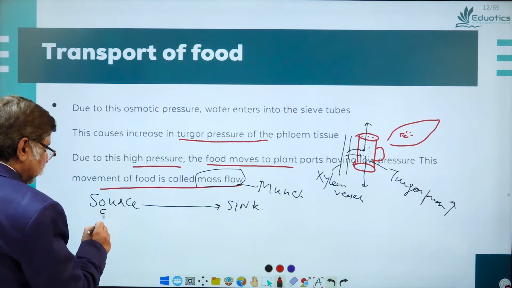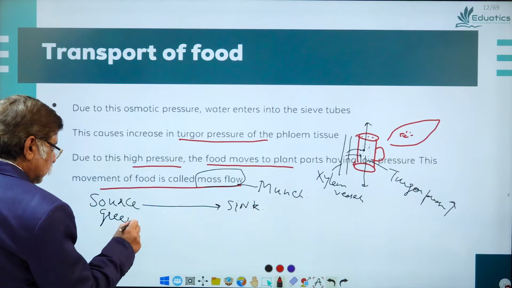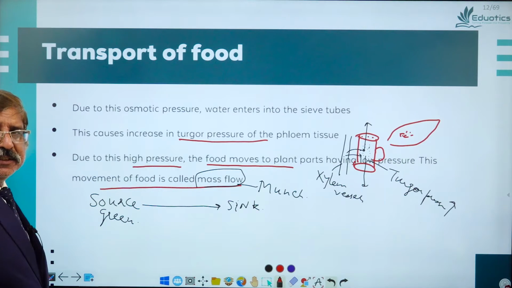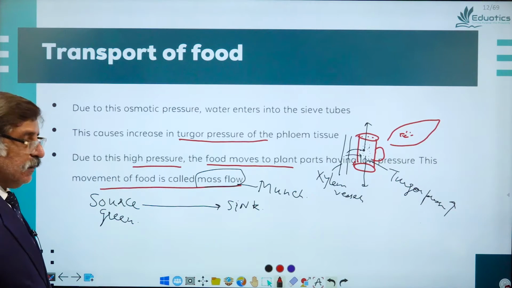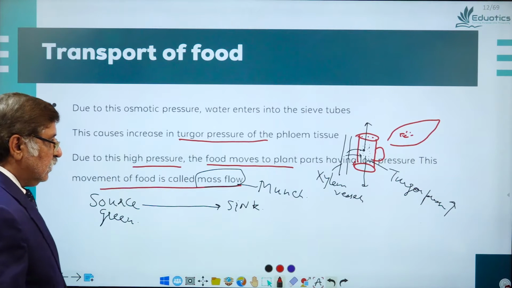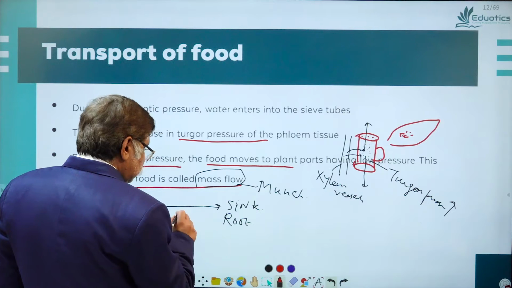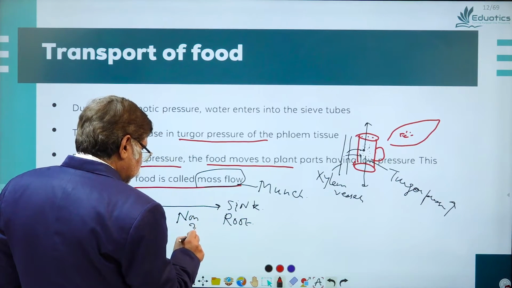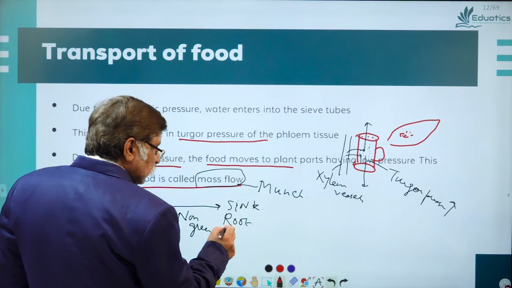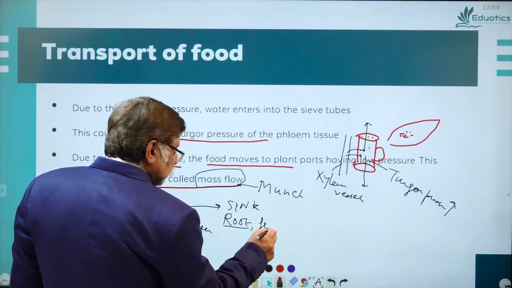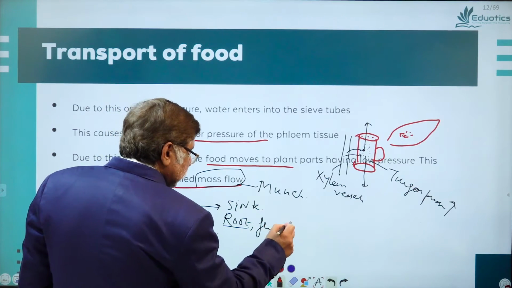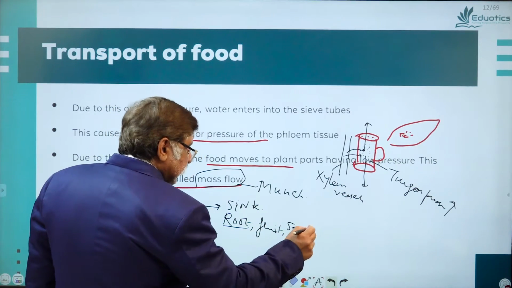Source is the green part of the plant: leaves, green stem, sepals. Sink is the non-green parts: roots, fruits, seed, parenchyma.